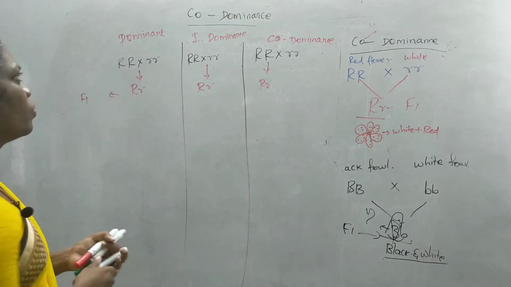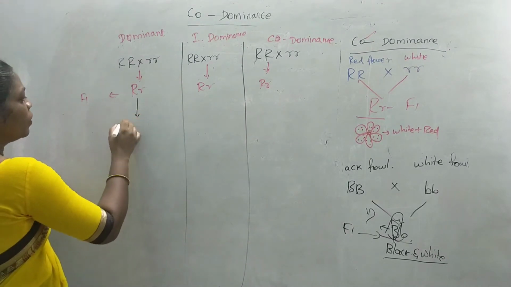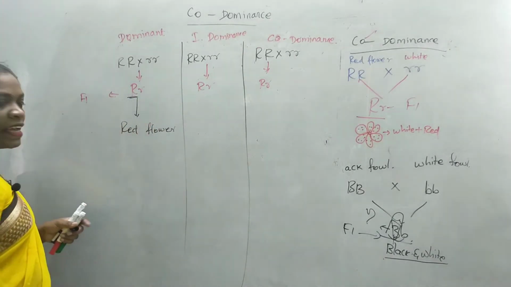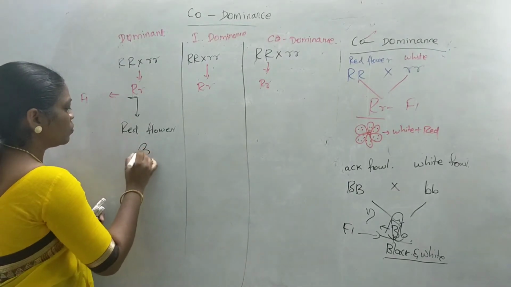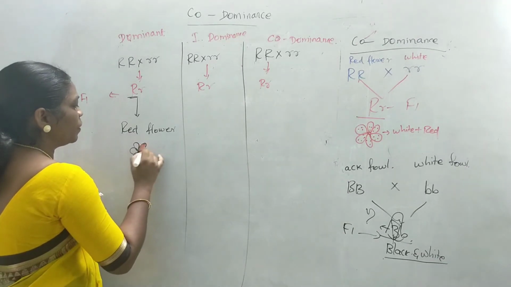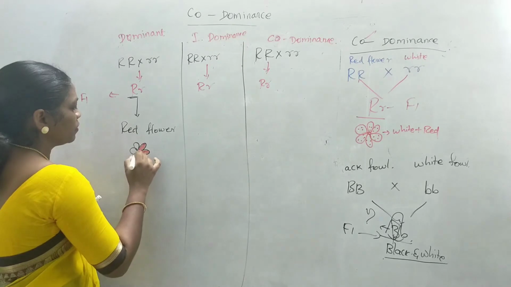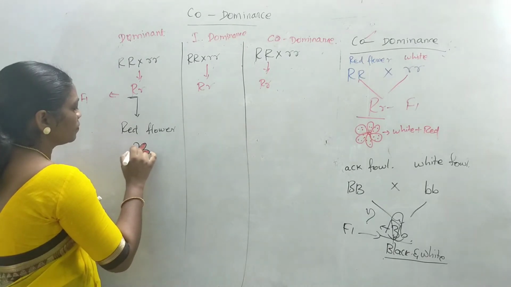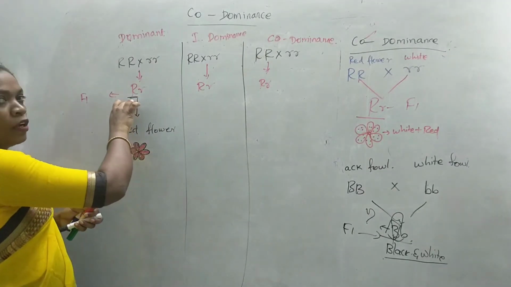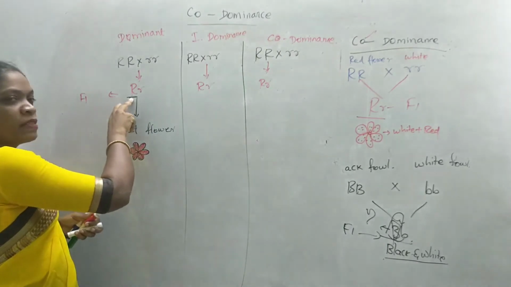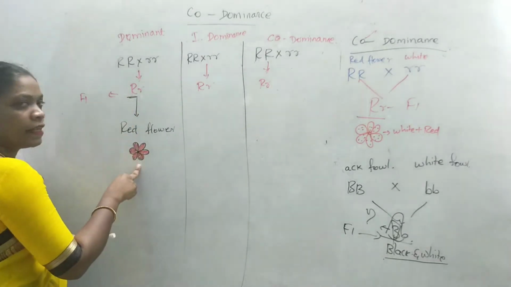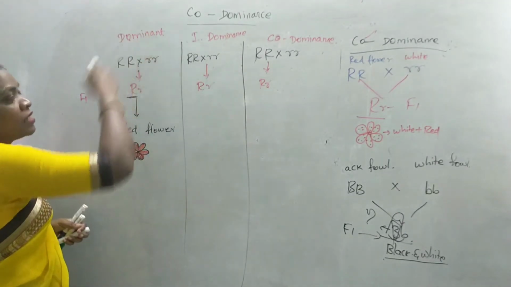Imagine in case of dominance, okay. If it is capital R, small r, I would have got only red color flower, where the capital R only expresses its character. We'll draw a flower so that you can understand a red color flower. So the petals are red in color. Because according to dominance, only the dominant gene will express the character. The recessive form cannot express the character. So here only the dominant was expressed and red color appeared in the progeny in F1 generation. That is in case of dominance.